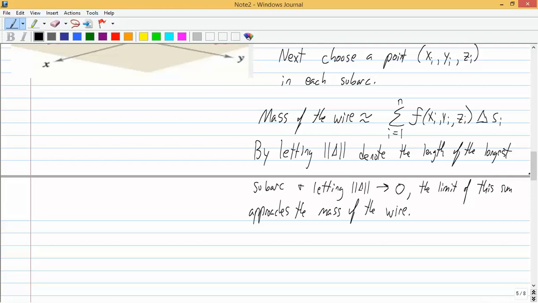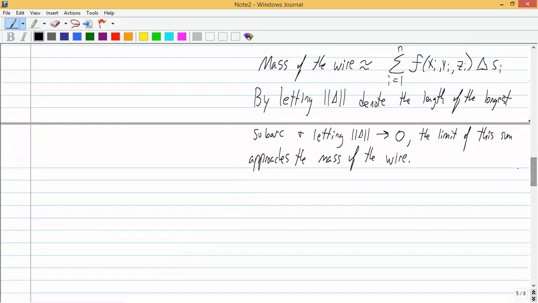Alright, so we can think about the definition of a line integral in this way to help it make a little more sense, as it's a wire with density and we're figuring out the mass. Which brings us to the definition of a line integral, the official definition.